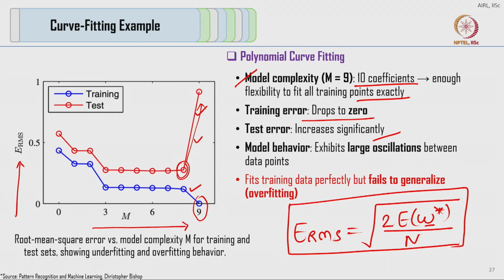Now this actually helps us understand the model behavior: for a very high degree of m, the behavior has large oscillations. The model fits perfectly on the train set, but it doesn't generalize on the test set, and this phenomenon is something that we call overfitting. It has overfitted on the data because it memorized the train set and did not generalize to the test set.